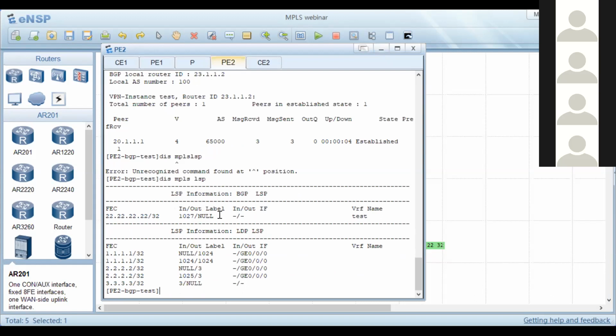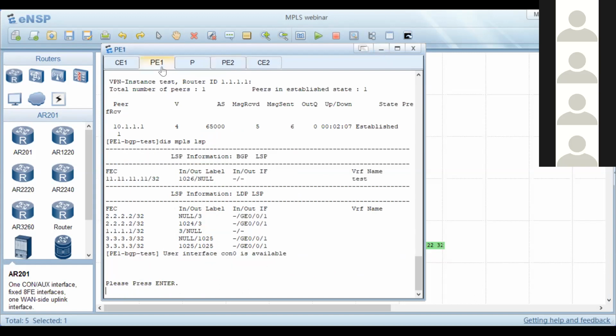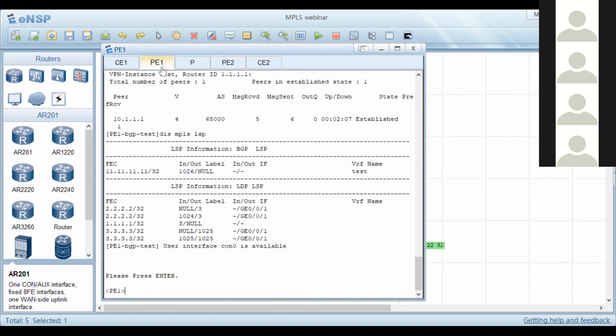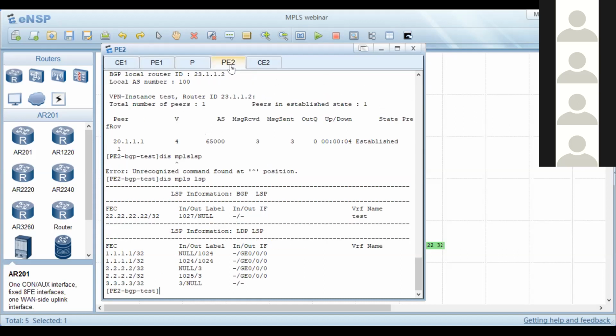It will remove this one. You see, that's why it becomes null. So now, for example, you are checking on PE2, right? Yeah. So actually this network 22, can you just stay on P2, please? Oh, P2, okay. So now for this network 22.22.22, the in label is 1027, right?